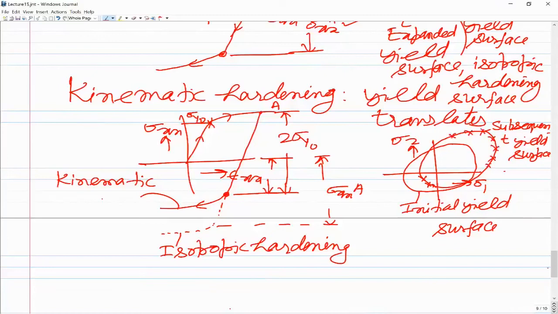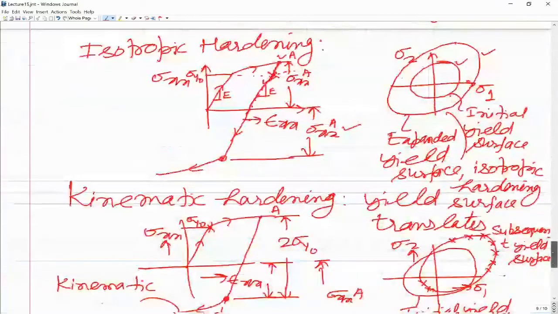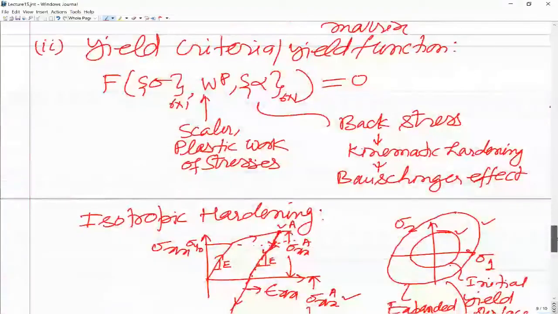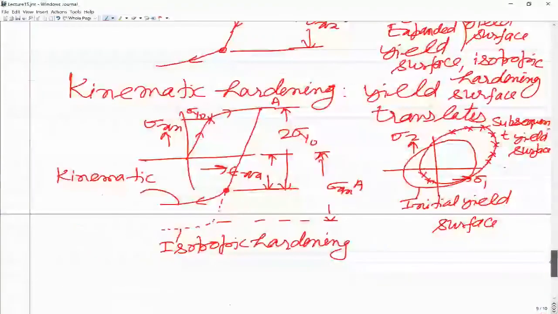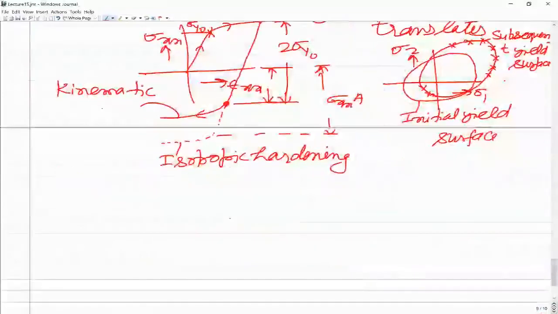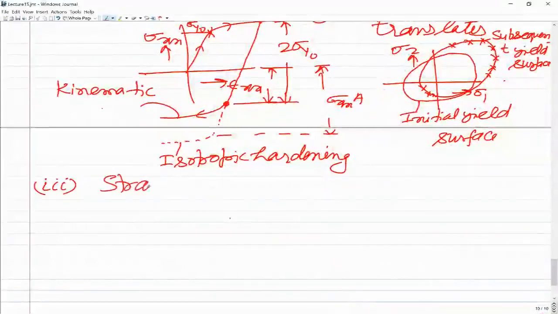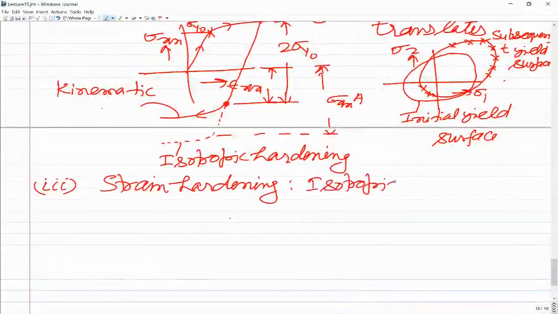So I have talked about this hardening. When I talked about yield stress, there was a concept of alpha, and alpha was denoting the kinematic hardening. I explained the isotropic hardening and kinematic hardening, but the third concept needed in elastoplasticity is the strain hardening. What is the strain hardening law of the material? What kind of strain hardening is there in the material, whether it is isotropic hardening, kinematic hardening, or mixed hardening? You can have the combination of these two, which is known as mixed hardening.